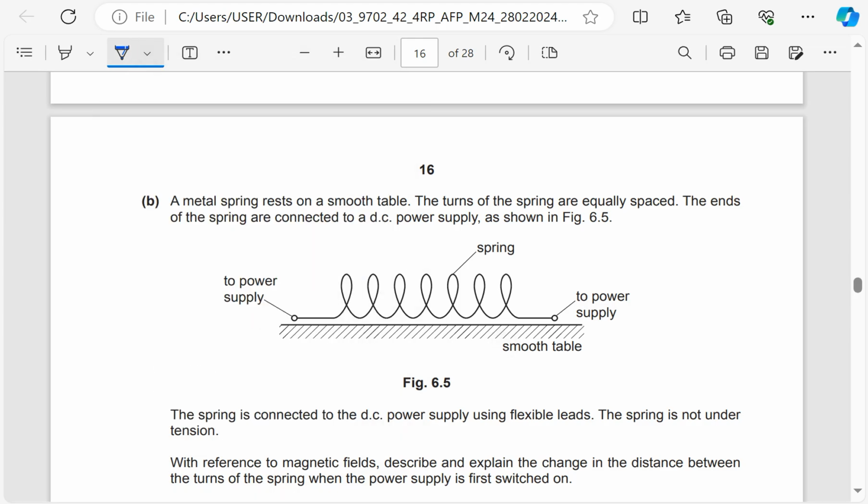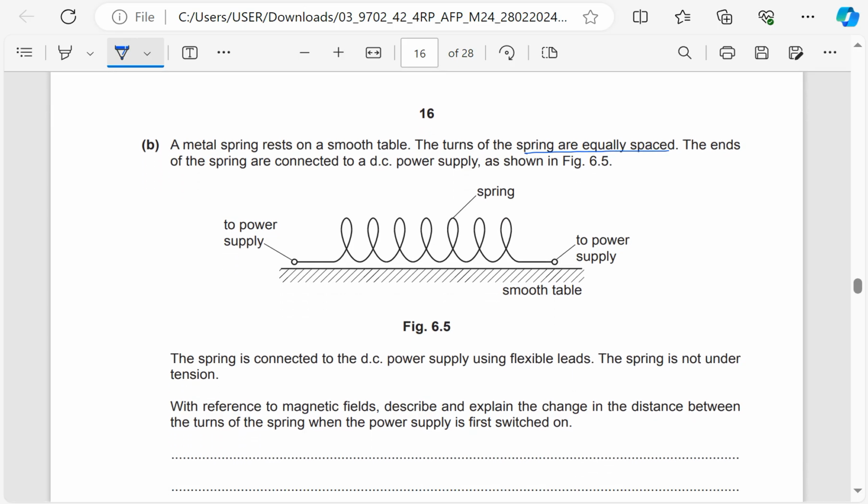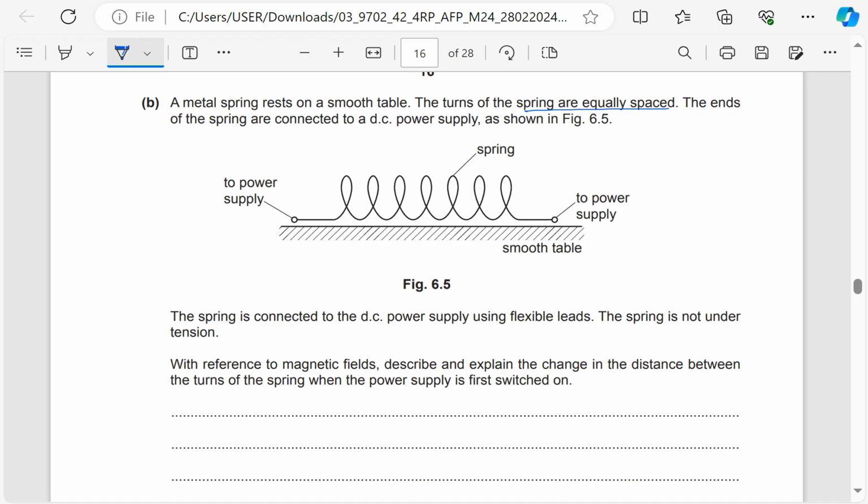A metal spring rests on a smooth table. The turns of the spring are equally spaced. The ends of the spring are connected to a DC power supply as shown. The spring is connected to the DC power supply using flexible leads. The spring is not under tension, okay?